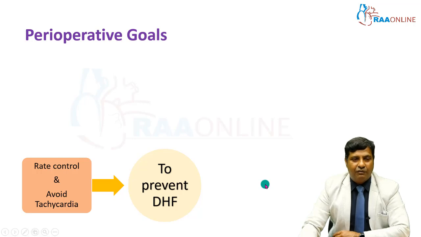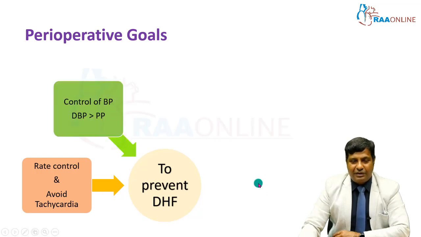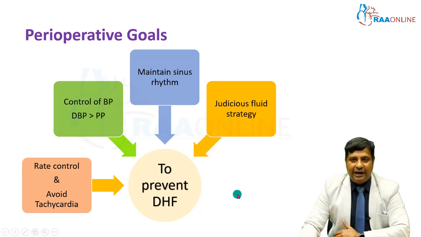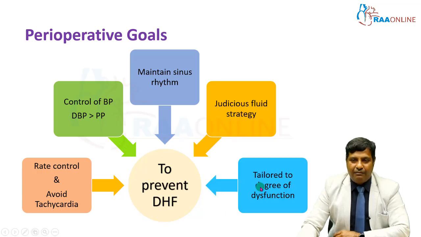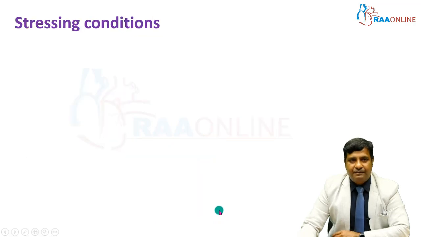To start with, the most important one is tachycardia, followed by blood pressure control. But always make sure that your diastolic blood pressure never goes below the pulse pressure, and maintain sinus rhythm and a judicious fluid strategy. And finally, these patients don't all behave the same. Grade 1 patients will behave differently, and grade 3 and grade 4 patients behave differently. So we need to have a tailored approach for each degree of dysfunction. Having said that, what are the different stressing conditions we have?